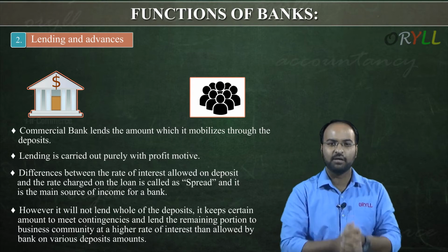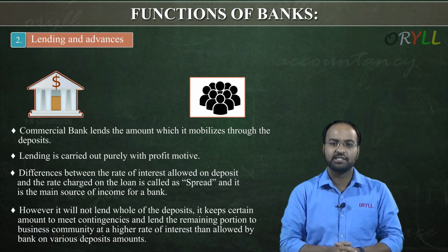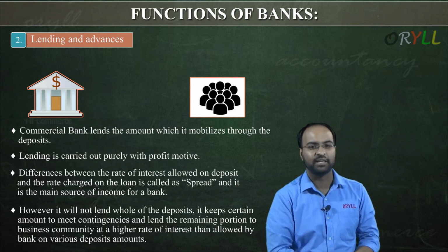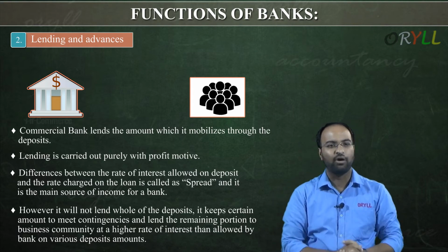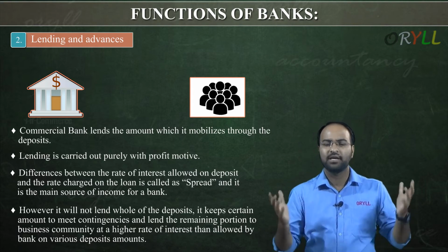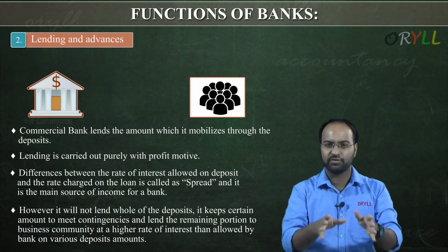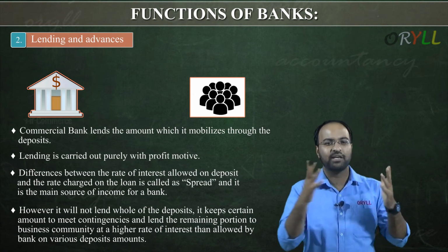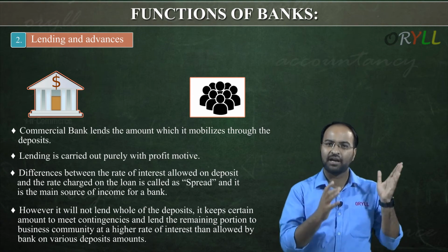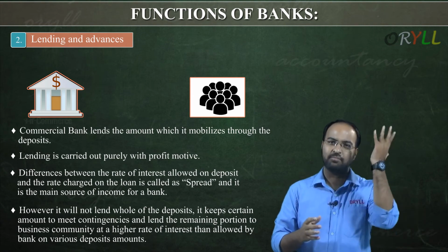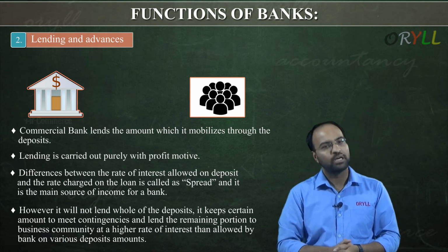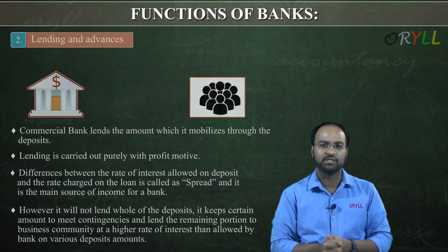So however, it will not lend the whole of the deposit. It keeps a certain amount to meet certain contingencies and lends the remaining portion to the business community at a higher rate of interest than that allowed by the bank on various deposit amounts. Yes or no? It means nothing but, sir, the bank will not lend the entire deposit. They will keep certain money with themselves for any emergency. Emergency here is called contingencies. Got it? And the remaining, that is 60 lakhs, will be given to the business community in the form of loan. Yes or no? Chalo. So this was the second function.